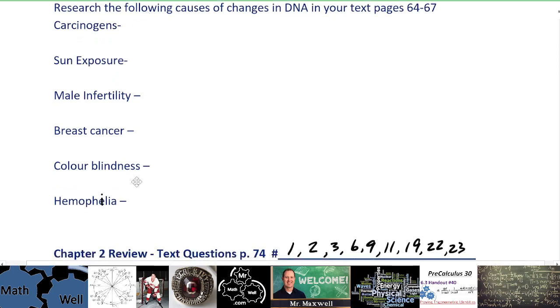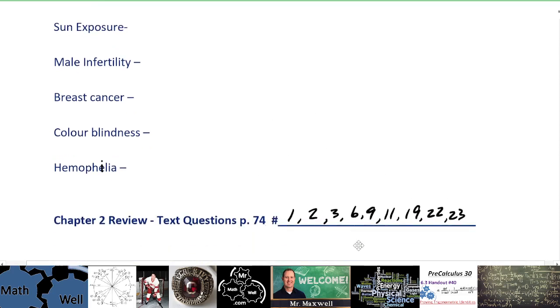When you're done that part of your notes, these are the questions at the end of chapter 2 that we'll be looking at. So on page 74, you can take a moment to jot those questions down in your notes as well. And they are right there. They're not due tomorrow. You can jot those down.